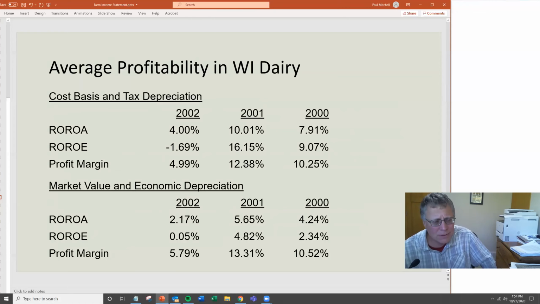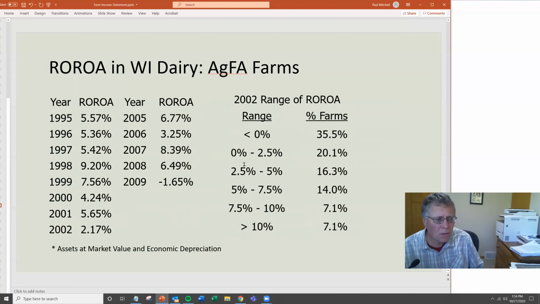But you can see the rates of return on assets are 2 to 5.5%. Return on equity is 0 to almost 5%. Profit margin still really low, 5.8 to 13.3%. But you also see the variation from year to year. Now let's look at this from 95 all the way to 2009. This is all the farms in this AGFA database, Agricultural Farm Financial Advisor. It's a database from a bunch of farms. I think there's about 400 or 500 farms in the data set.